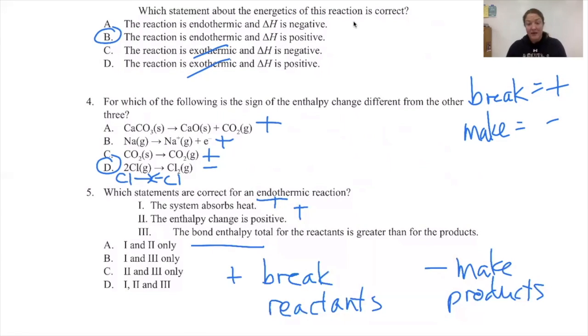This step is exothermic. If I want to have a positive heat of reaction overall, then I'm going to need this term to be bigger than that term. So I'm going to need the enthalpy of the reactants to be bigger than that of the products. So C is indeed, or 3 is indeed true, making it all of the above.